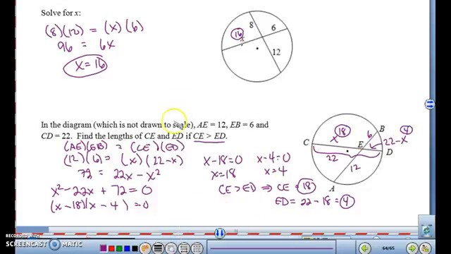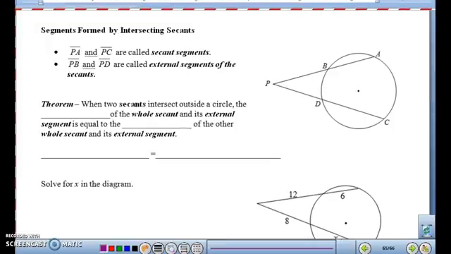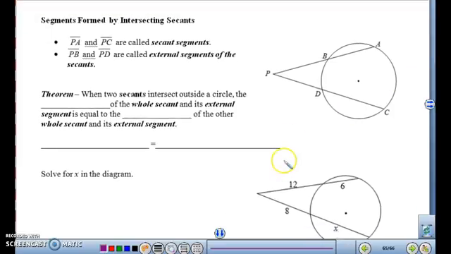Okay, so when chords intersect, the products of the segments are equal. That is for chords. All right, our next kind of segments are secants. Let's look at segments formed by intersecting secants. Remember, a secant is drawn from an external point and it hits the circle in two places.